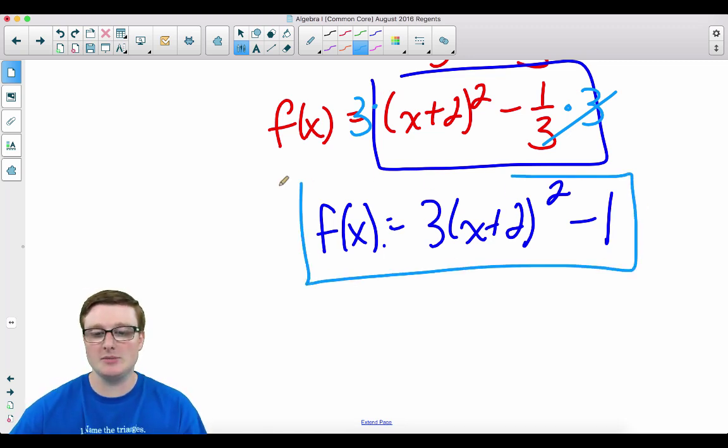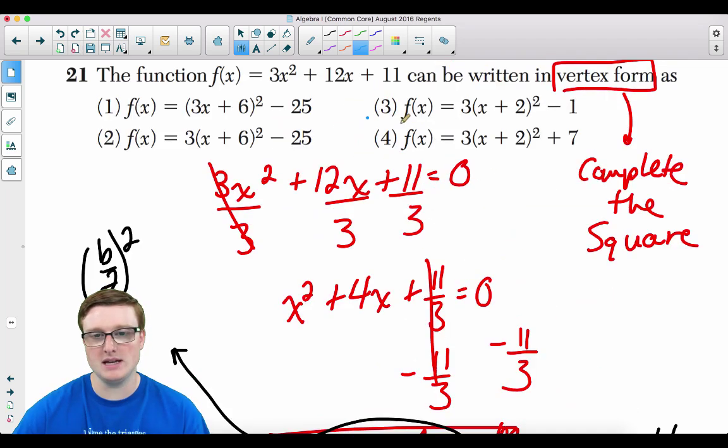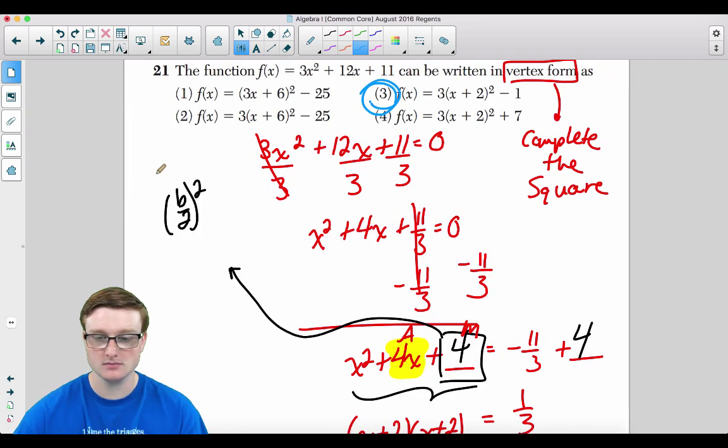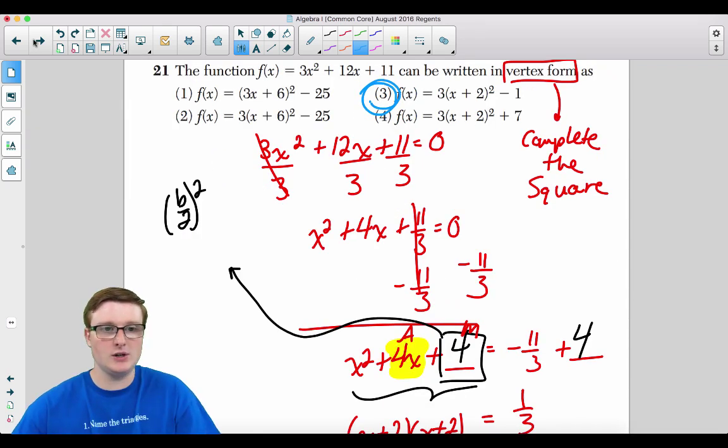So this, ladies and gentlemen, is your answer. 3 times x plus 2 squared minus 1. Your answer is going to be choice 3 for question number 21. All right, moving along. Number 22.